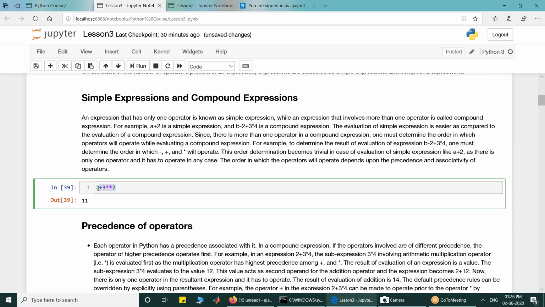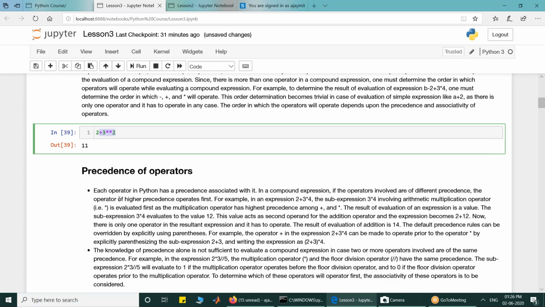So in the evaluation of compound expressions, we have to look at the precedence of the operators which are involved. If it is a simple expression, since there is only one operator involved, we are not concerned with the precedence of the operators. That is very simple to evaluate. So precedence of the operator is one concept that we have to look for.